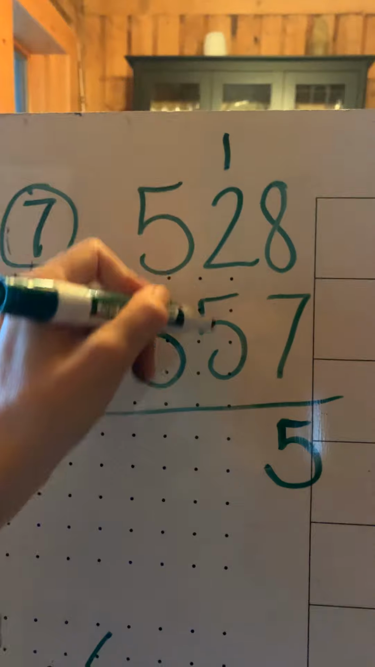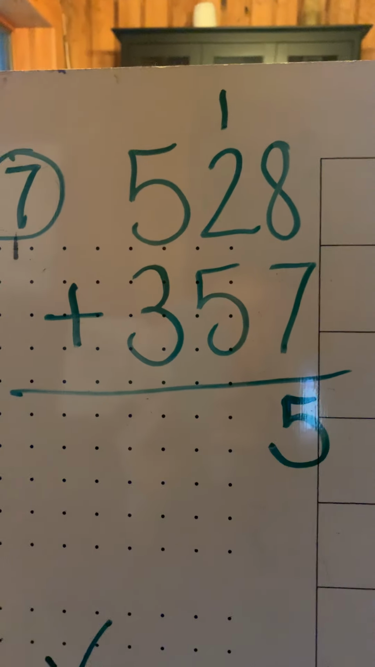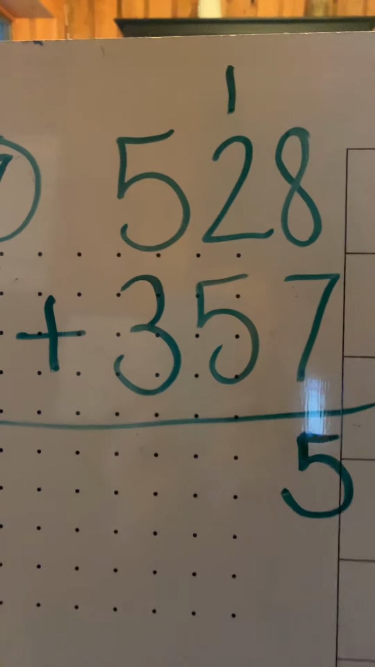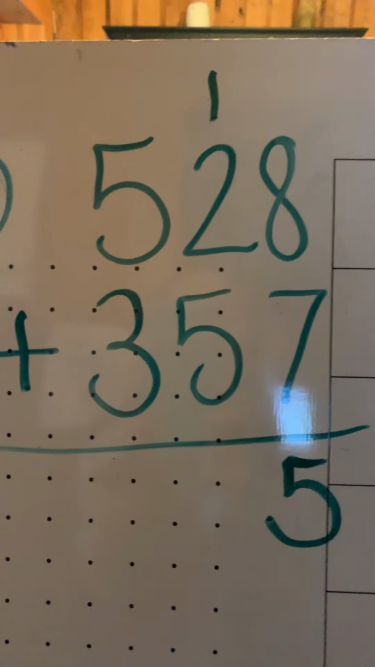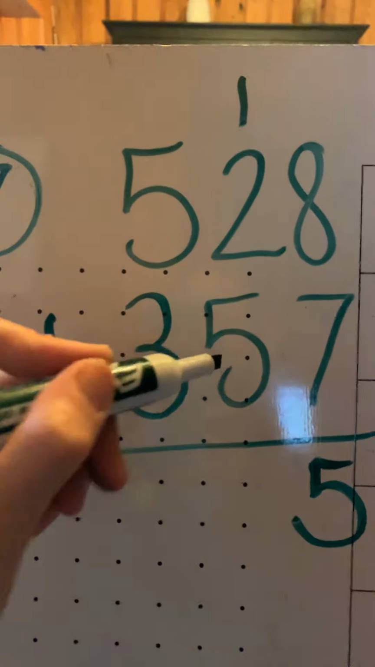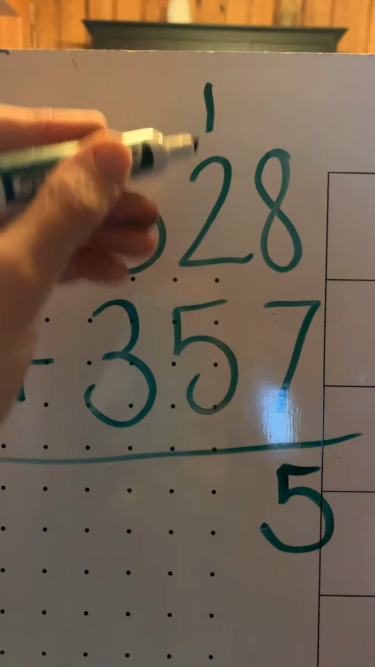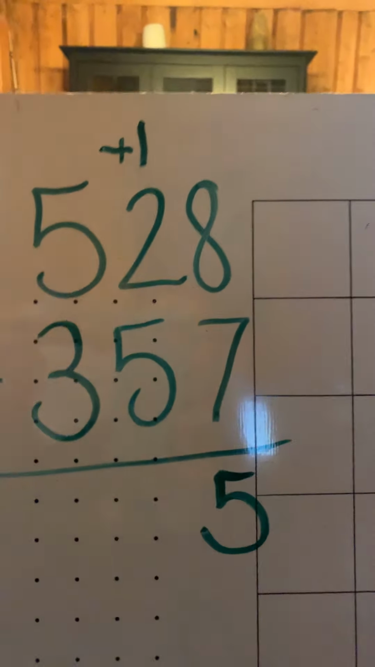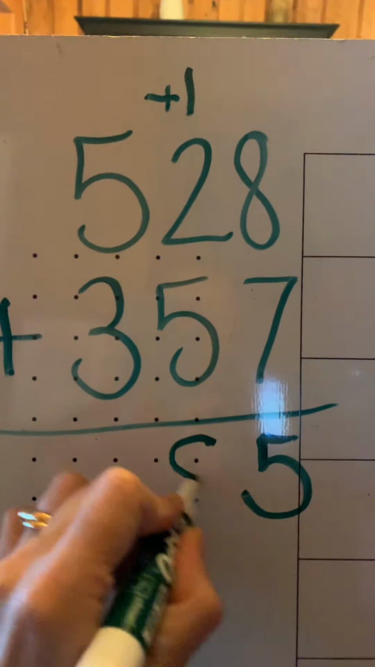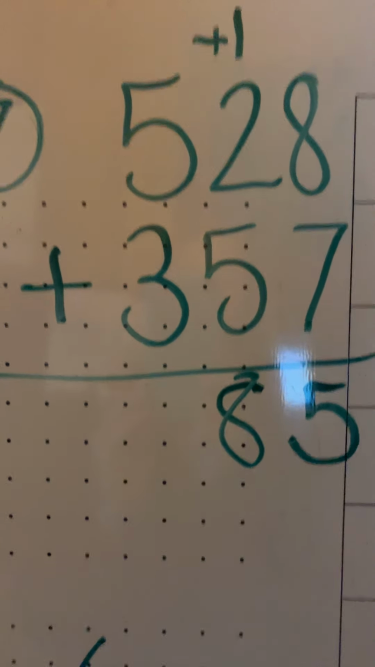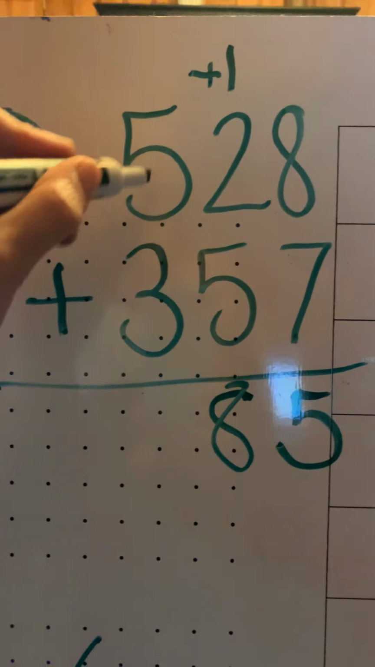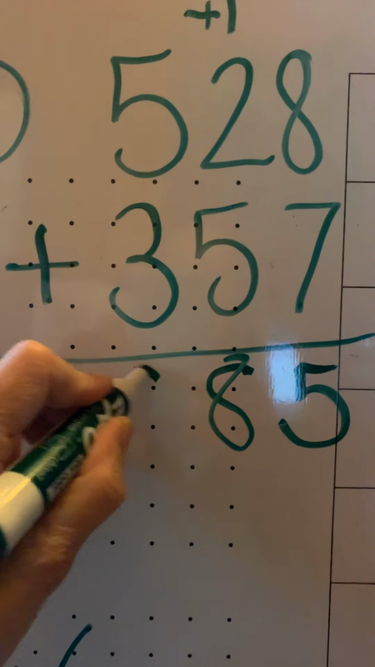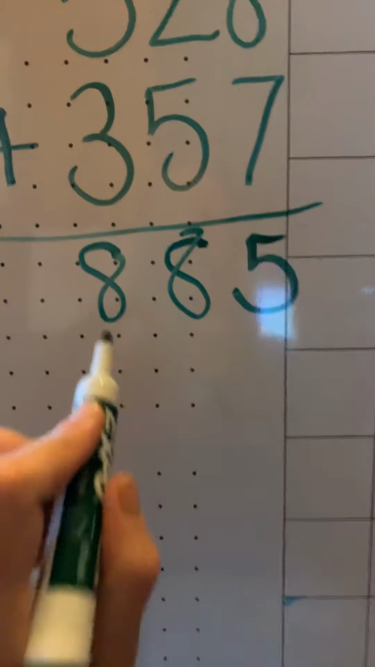Now do we need to make a new 100? No, we don't. You're right. Why don't we have to make a new 100? Because 5 plus 2 is 7 plus 1 more is 8. That is not a new 10, is it? It's just 8. And now we're going to add our hundreds. 5 plus 3 is 8. All right, that's the total.